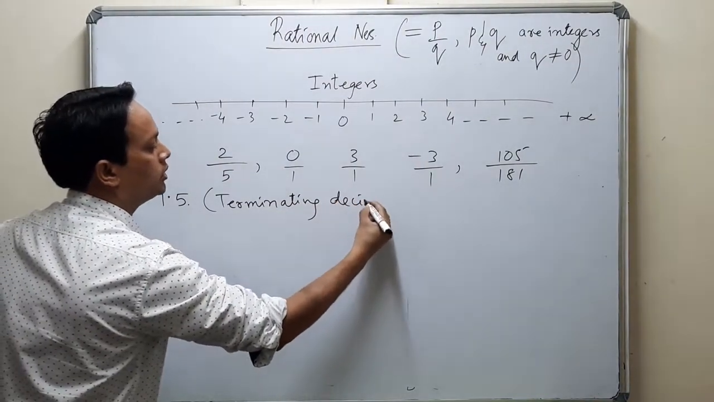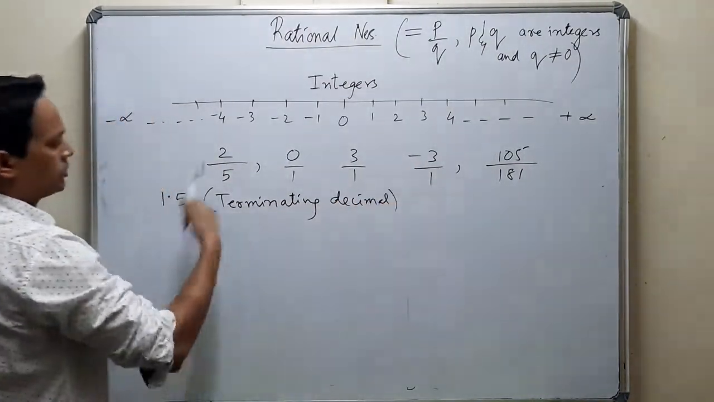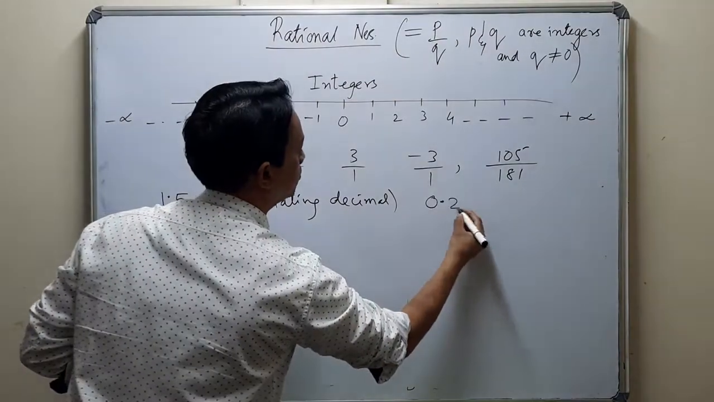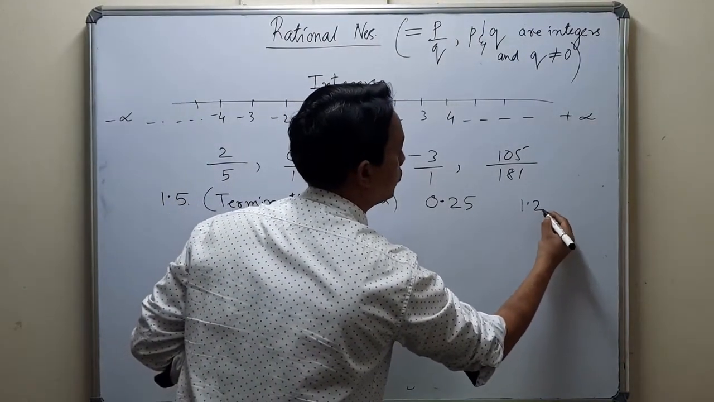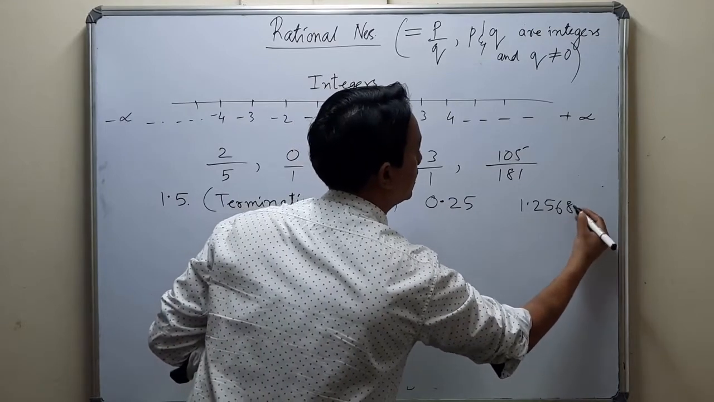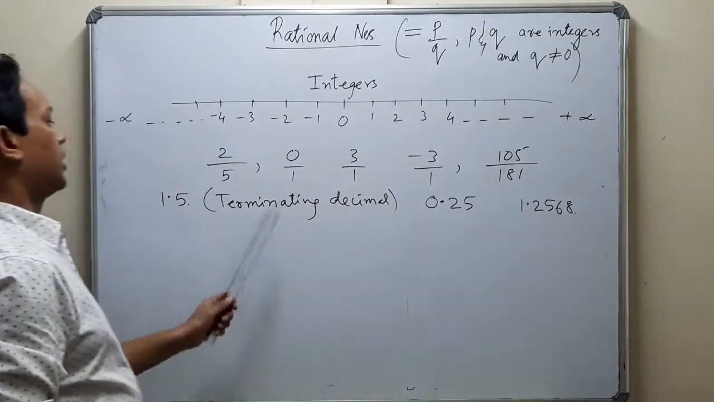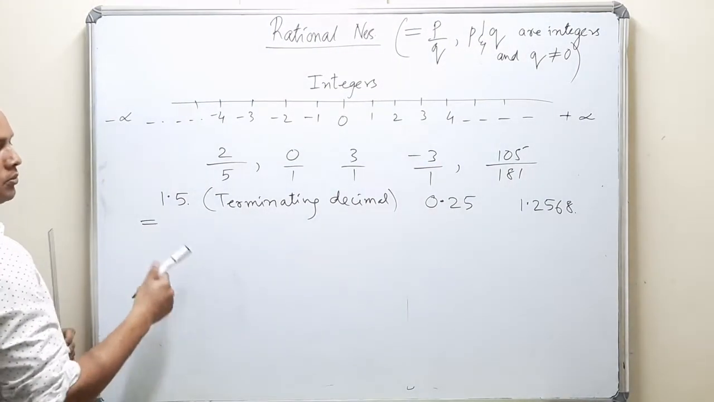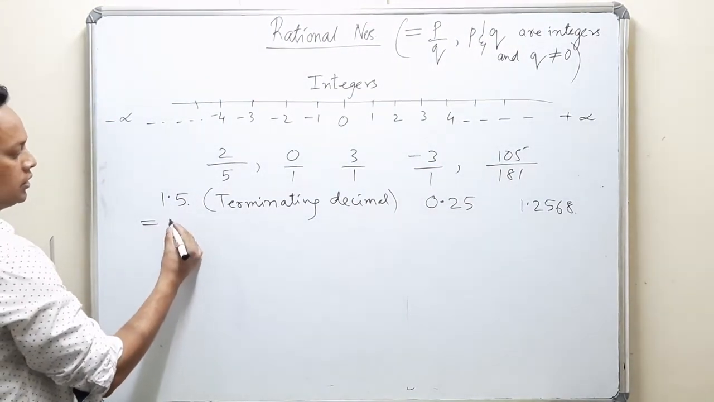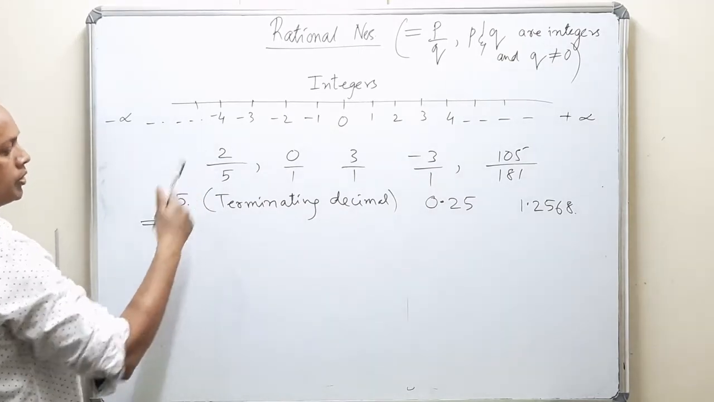Terminating decimal. Now all terminating decimals, you can have many other examples. Say for example, 0.25 does not continue anymore. Or you can write 1.2568 and then stop. So this will be included under terminating decimal. Now all the terminating decimals, we can easily write in this form, p by q.